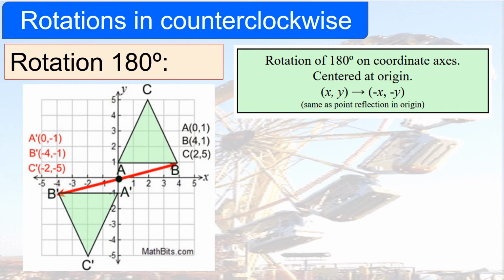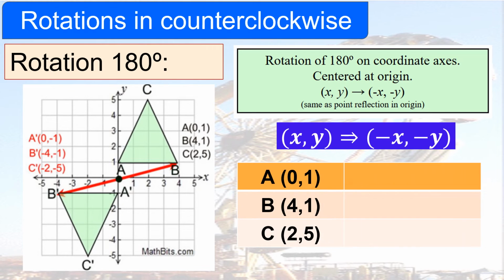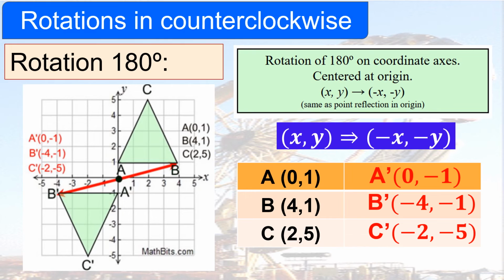Now let's move on to rotation of 180 degrees. This one is the easiest among the rotations. Your (x, y) becomes (-x, -y). If we have these coordinates, point A at (0, 1), A prime will become (0, -1). For point B, at (4, 1), B prime will become (-4, -1). Point C at (2, 5), C prime is at (-2, -5).